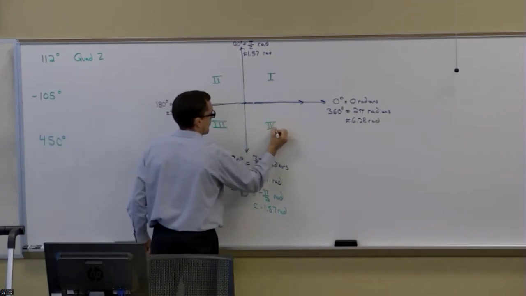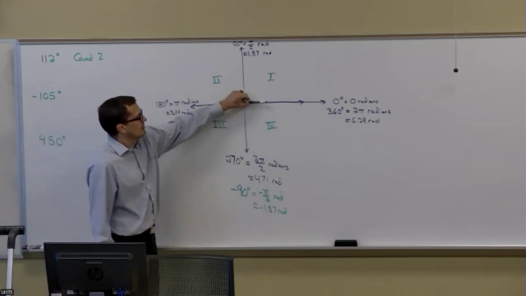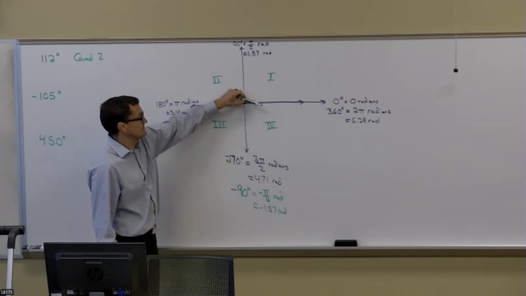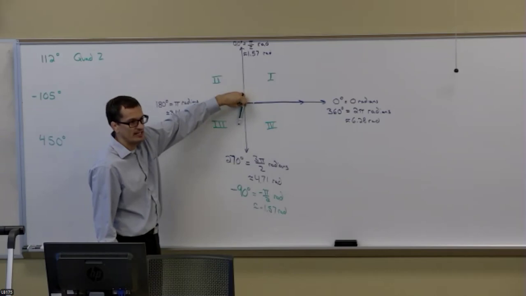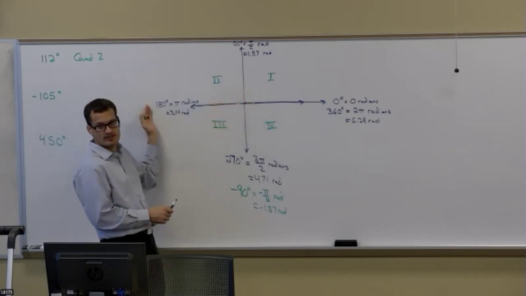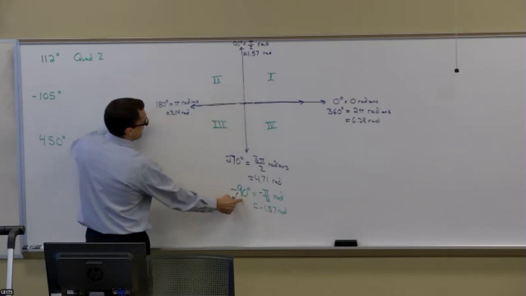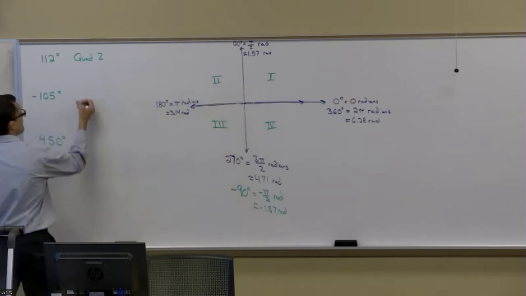How about negative 105? What quadrant's that in? 3, exactly. So further rotation to negative 90, but not yet to negative 180. This would be negative 180 if I keep going. So between negative 90 and negative 180, we're in quadrant 3.